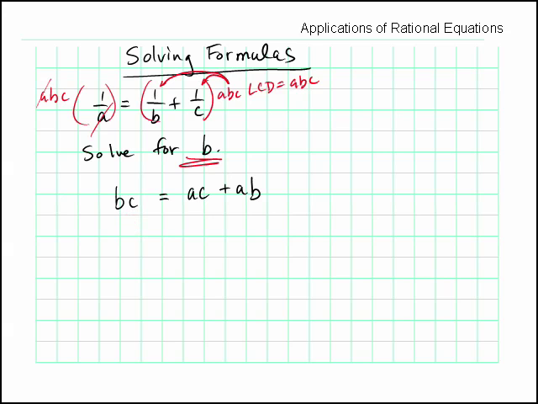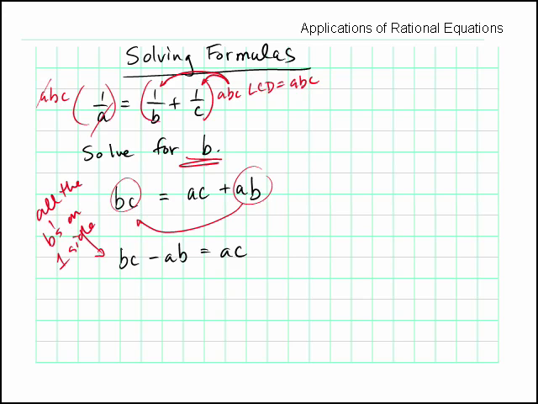Since I have a b over here and a b here, I want those terms on the same side. So I'm going to take this term ab and move it to the other side where it will become negative. Negative ab equals ac. Okay, so now I've got all the b's on one side. All the terms without b are on the other side. Now, what this will allow me to do is factor b out of the left side. b is factored out and leaves me with c minus a, like that.